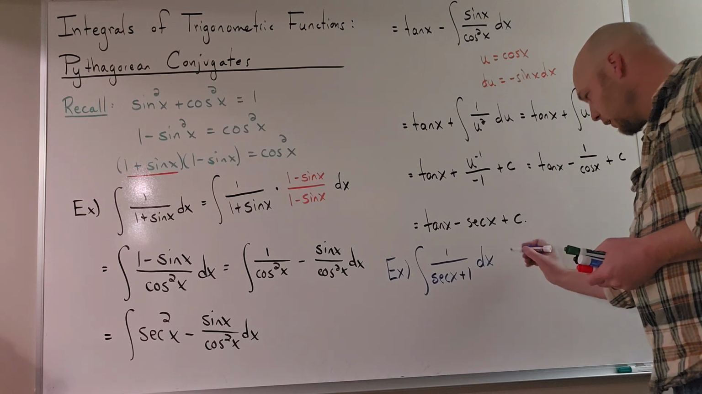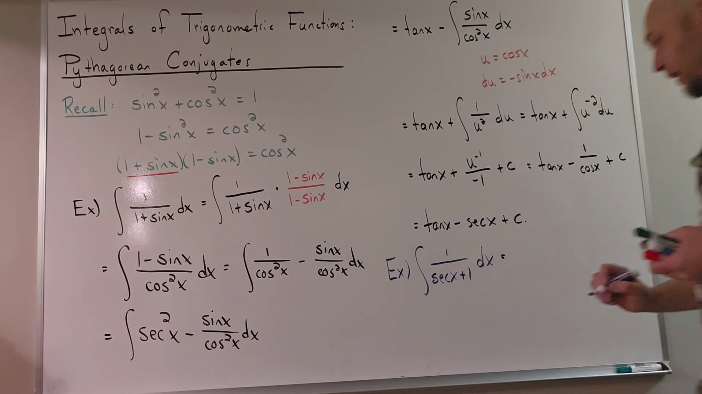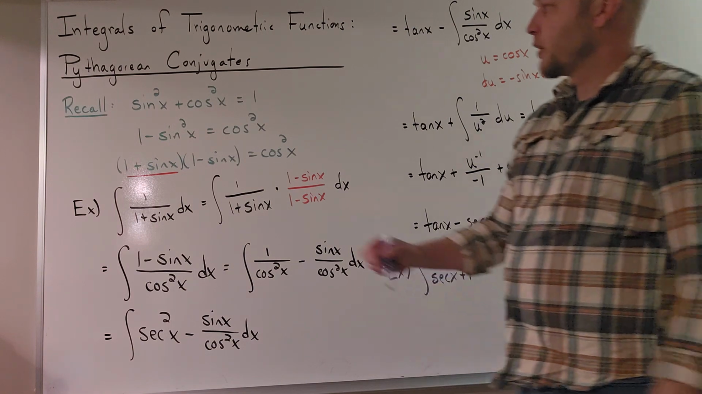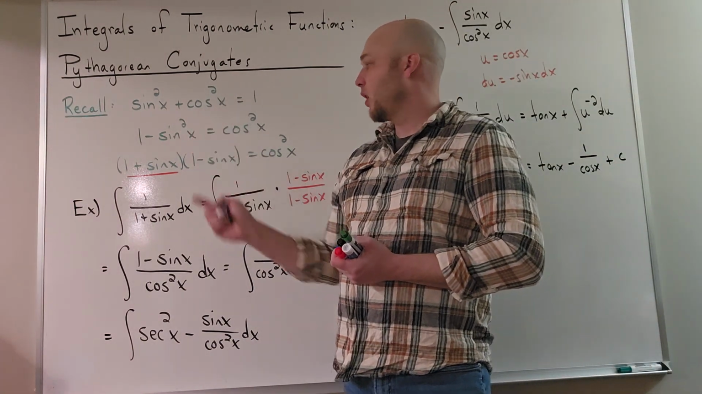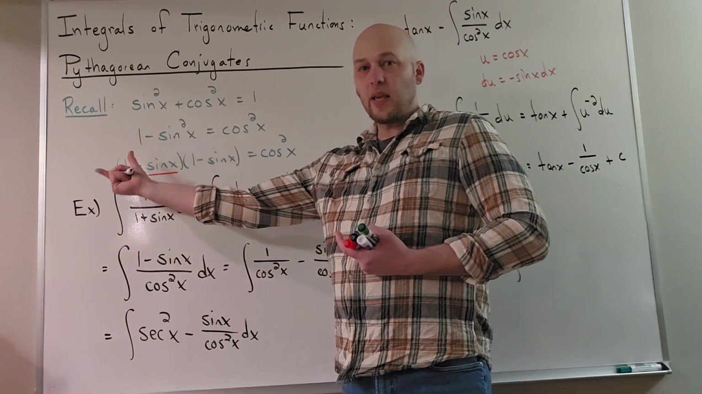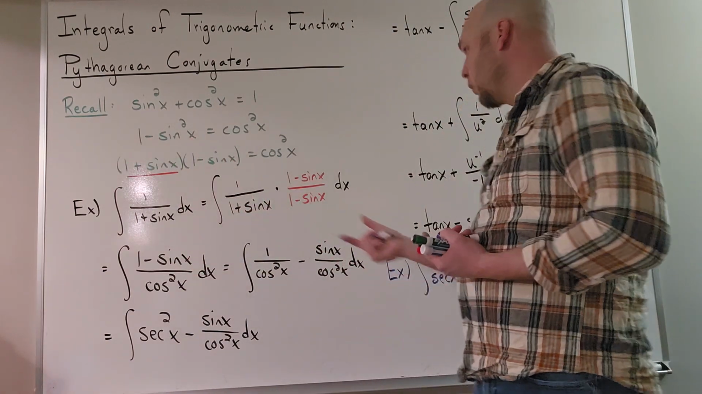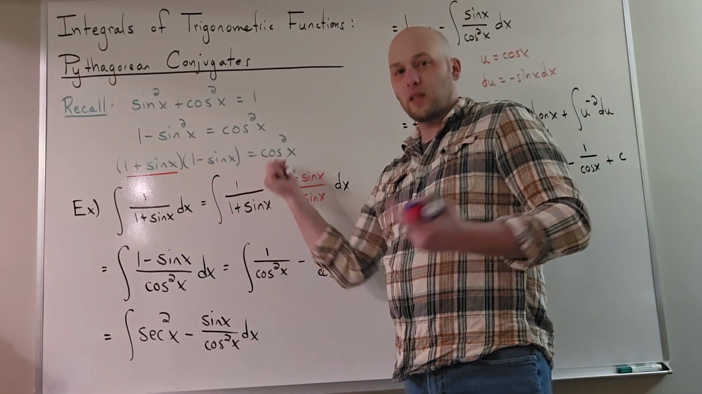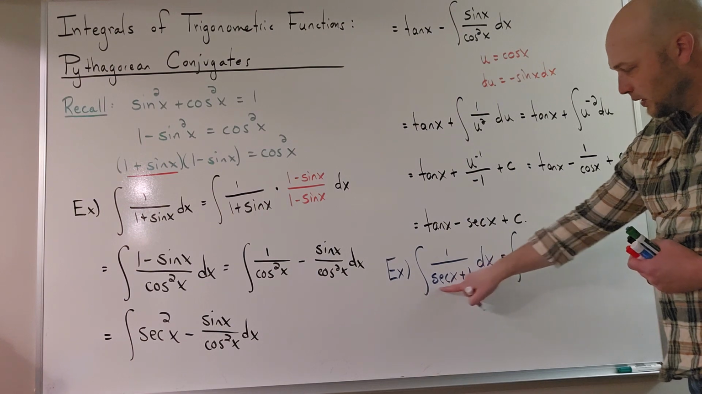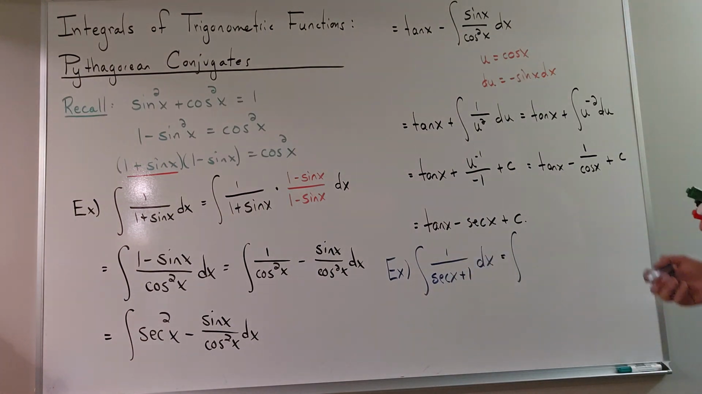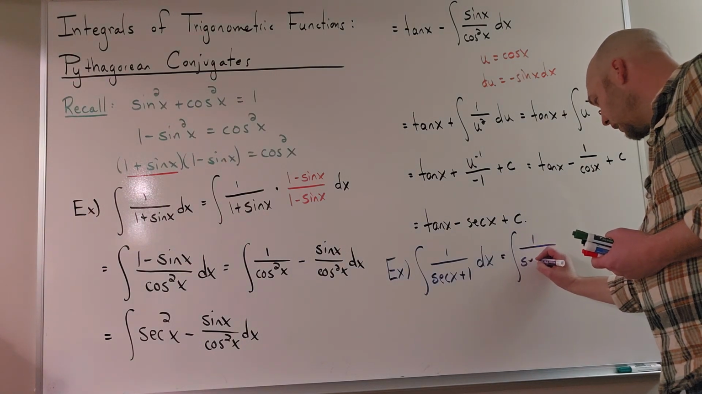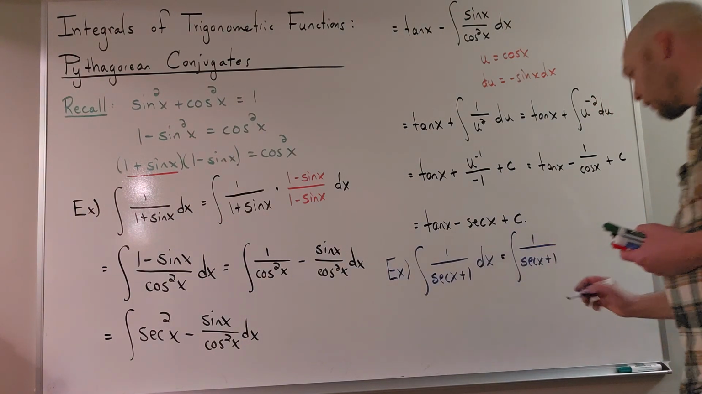In this case, the Pythagorean conjugate is secant minus 1. Again, that's going to come from one of the Pythagorean identities where I solve for, say, 1 minus secant squared, and then 1 plus secant, 1 minus secant, and of course that's going to be equal to tangent squared. So that's going to allow me to get the secant out of the denominator. Okay, so anyway, this is going to be 1 over secant x plus 1, so that's what I'm starting with.